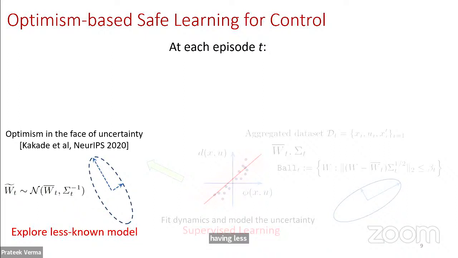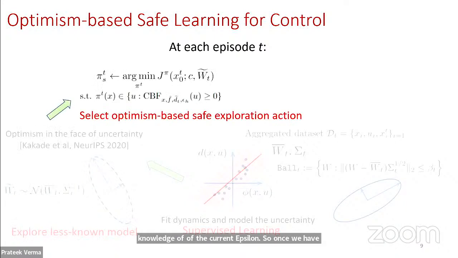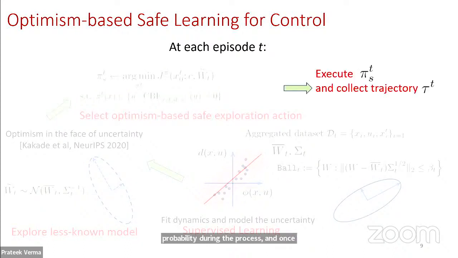So once we have this sampled linear mapping, we can use that as our current belief of the dynamics, and then use your favorite MPC solver to solve for the control actions in order to optimize an objective function. And of course, we will use this stochastic setting of the control barrier function to guarantee safety with high probability during the process. And once we have these control action policies, we can execute them and collect a trajectory represented by a set of states, actions, and landing states. Then we can aggregate the dataset and prepare for the next training episode.